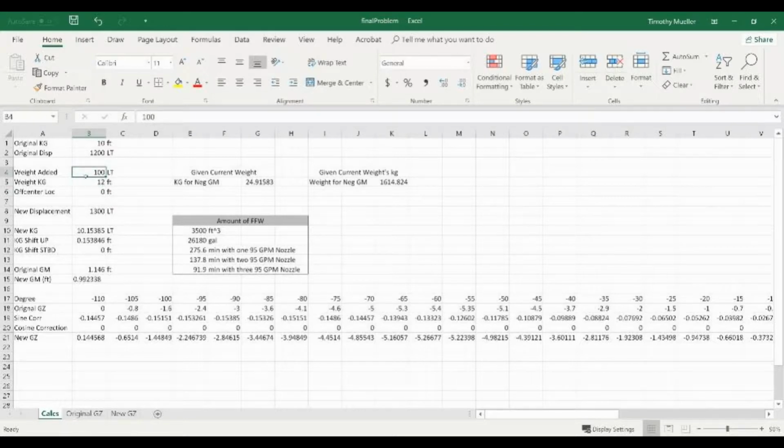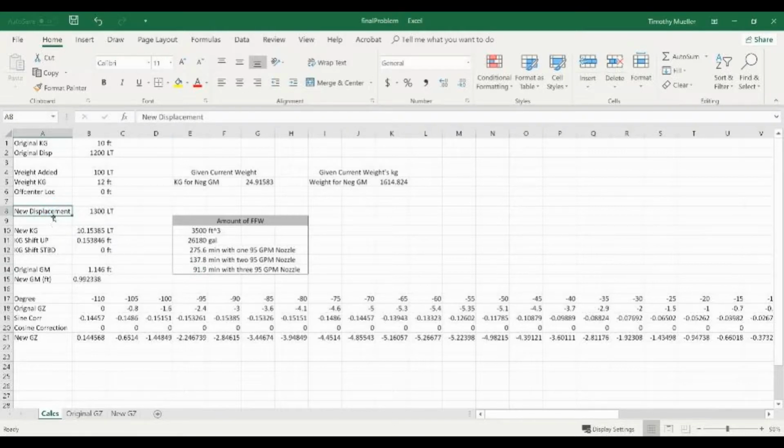Also, for the weight added, I have this little box here that assumes we're adding firefighting water, and it tells us the capacity in cubic feet and the capacity in gallons. Then it calculates how many minutes. If we assume that one 95 gallon per minute nozzle is working for 275.6 minutes straight, that's going to give us 3,500 cubic feet, or just over 26,000 gallons, which equals 100 long tons. This here is for 2 nozzles, and this here is for 3.